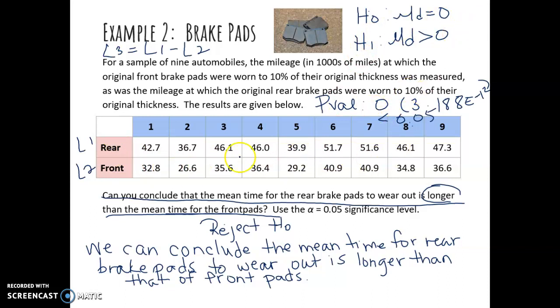P-value, if I entered everything in the calculator correctly, hopefully I did, I got 3.188 e negative 12, which is 0. 0 is definitely less than any significance level they gave us. They gave us 0.05. So we rejected the null. So we can conclude that the mean time for rear brake pads to wear out is longer than that of front brake pads.